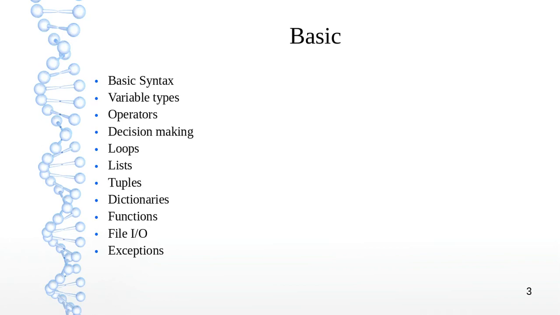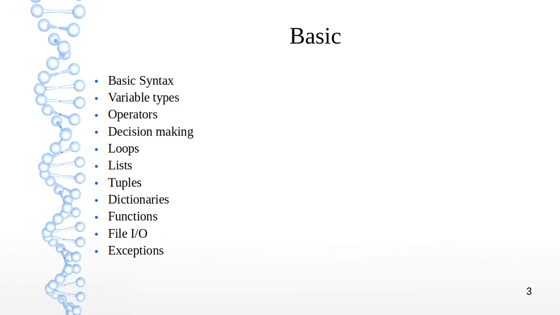We'll cover what kind of variable types we are using, basic syntax, and operators, different kinds of operators like binary operators and other logical operators, and decision making like if else, and loops: for loop, while loop, for each loop, and how we're going to use them in Python. And then lists and tuples, and what is the difference between lists and tuples.